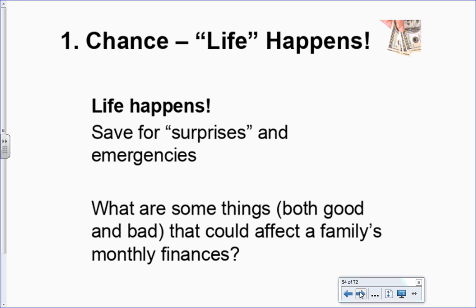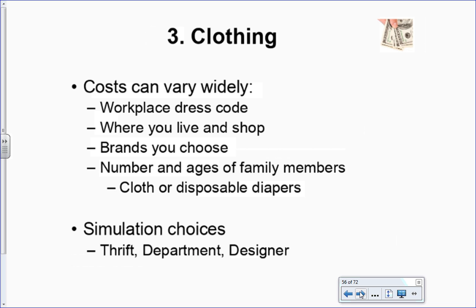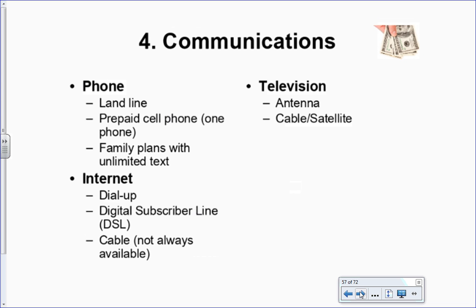So the first thing you're going to visit is possibly chance. Life happens, so there are surprises and emergencies. Second is childcare. So you're going to do a simulation about how you're taking care of your children, what you're doing. Clothing costs can vary widely. Your simulation choices are going to the thrift store, the department store, maybe a designer. It's going to be up to you.